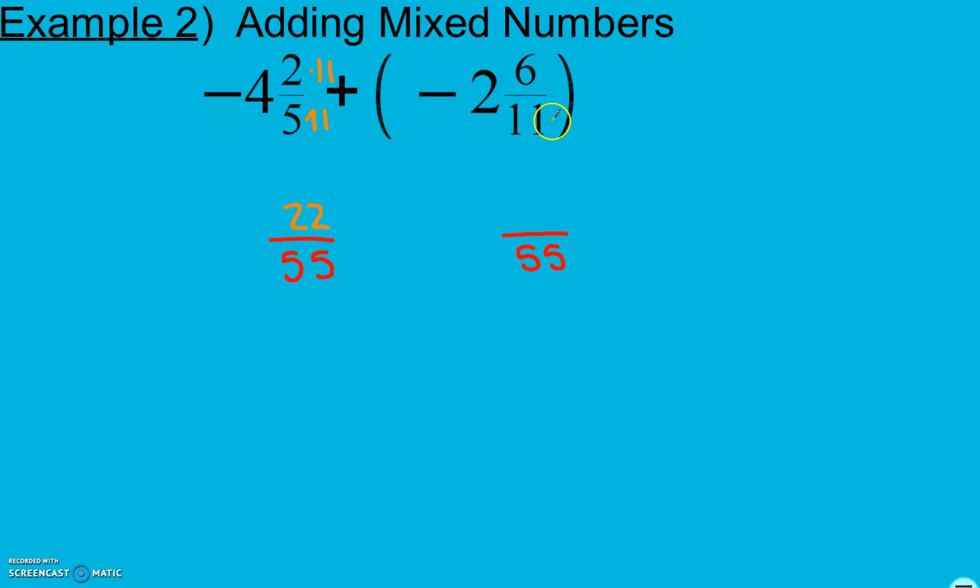To go from 11 to 55, I'm going to multiply by 5. If I change my denominator, I have to change my numerator as well. Here, I'm going to bring down my whole number parts. Sorry, not coefficients, my whole number parts. And now I can add my whole numbers together, and I can add my fractions together.